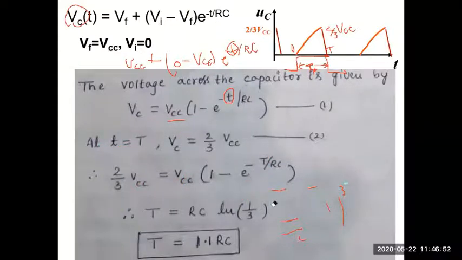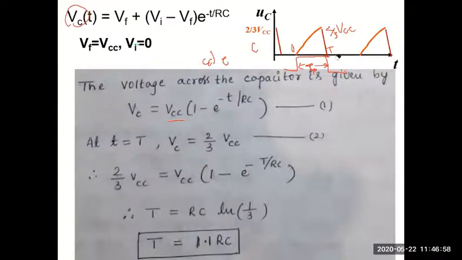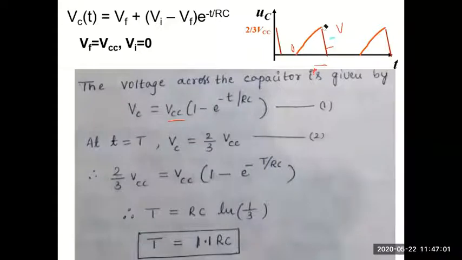To derive this, you should remember the starting expression. The starting expression tells you this one: voltage across a capacitor is final voltage plus VI minus VF, initial minus final, into e power minus T by RC. So for problems, you have to remember that the pulse width in a monostable multivibrator, and for lab design also, we start off with this expression, is given as 1.1 R into C.